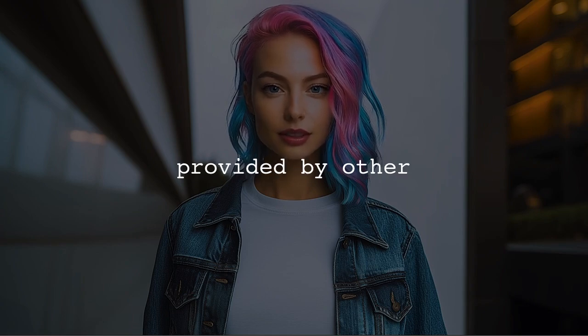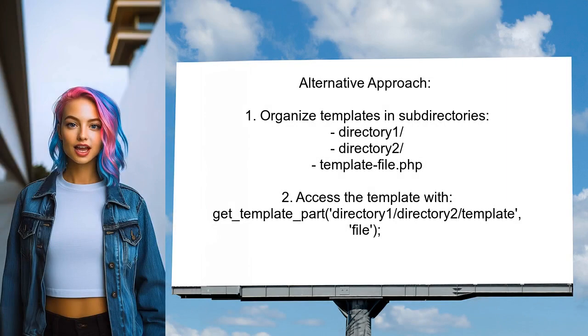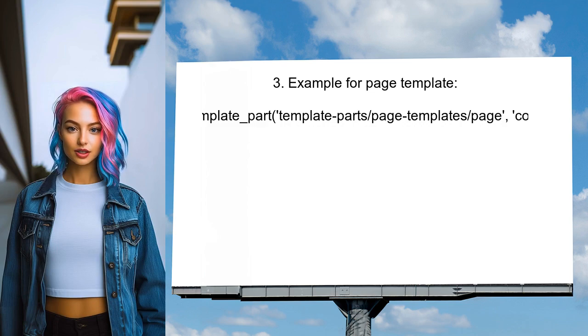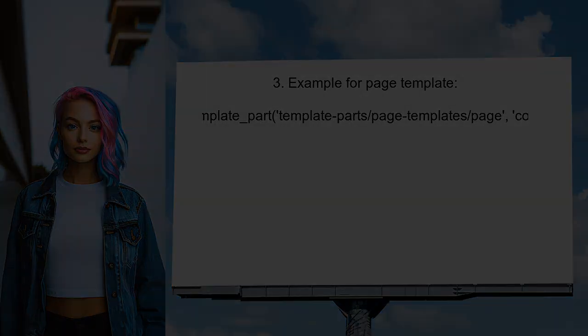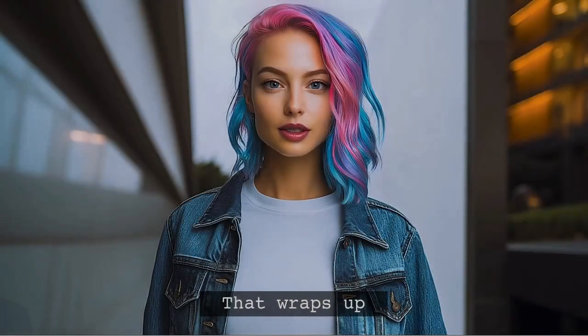Now let's look at the answers provided by other users. An alternative approach provided by a user suggests organizing your template files into subdirectories. For example, if you have a template file named templatefile.php, located in directory1/directory2, you can access it using the get_template_part function. You would write get_template_part with the path to your file, specifying the template name and the specific file. That wraps up that answer.